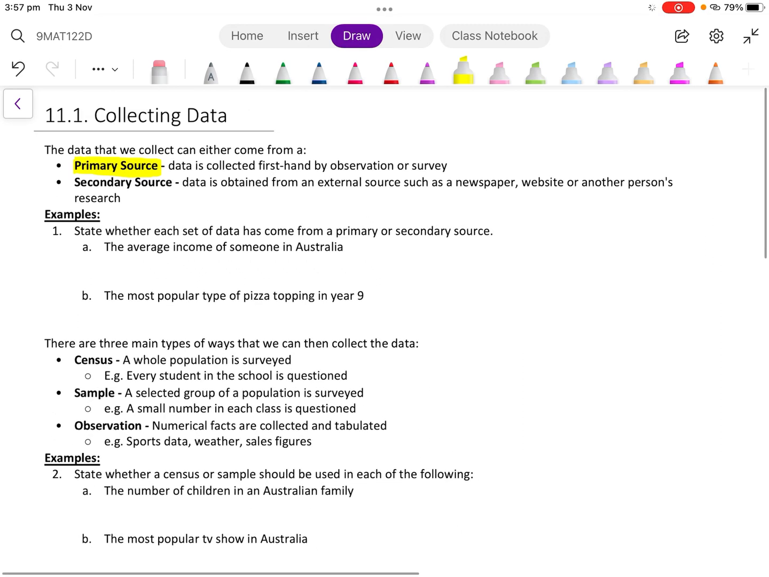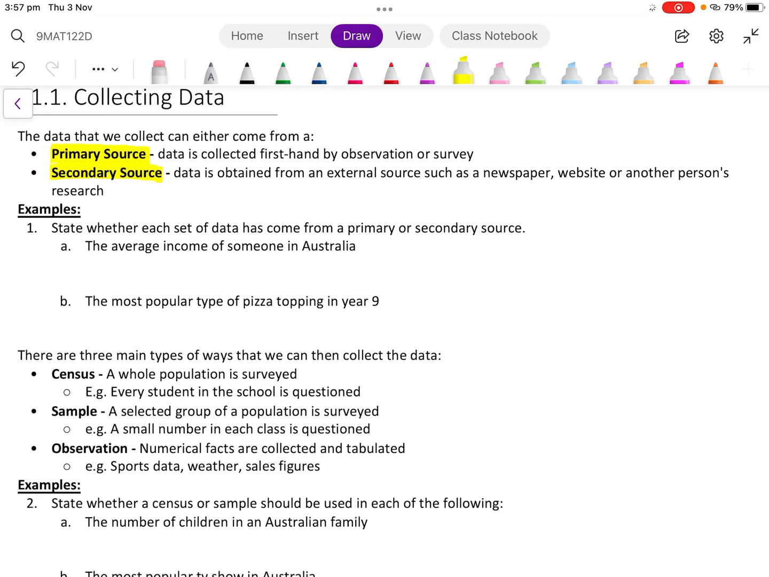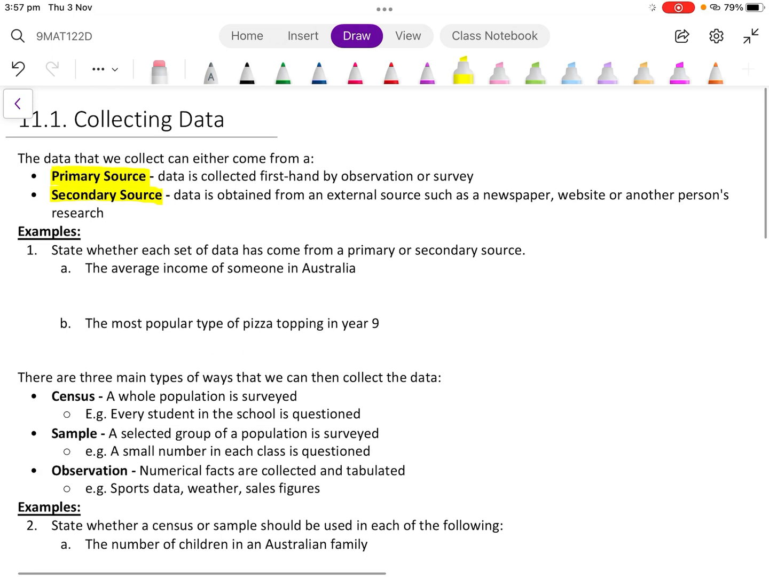And a secondary source is where data is obtained from an external source such as a newspaper, website or another person's research. Secondary and primary sources have been looked at already in history for you.